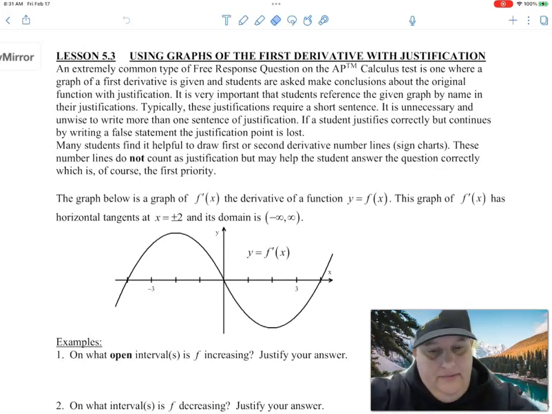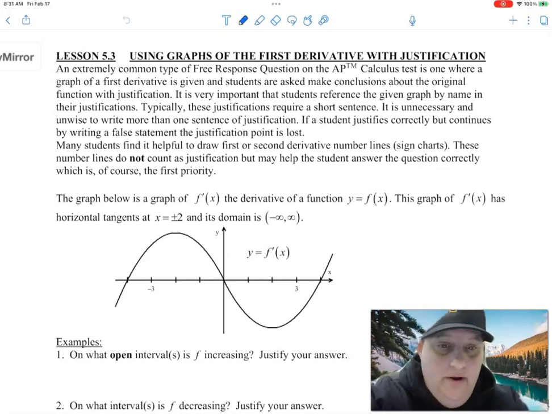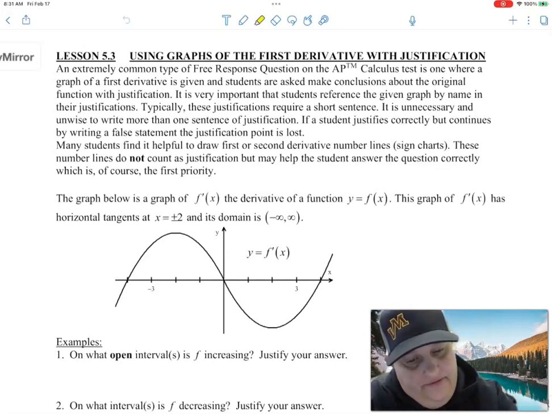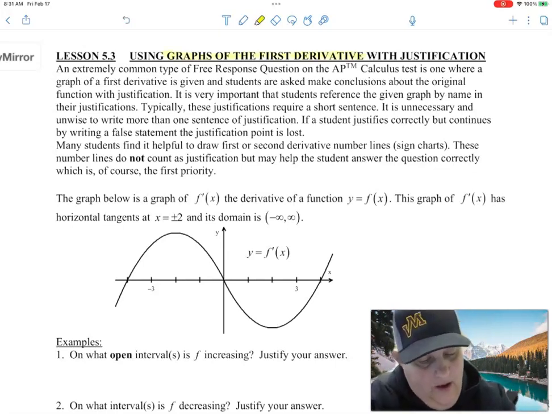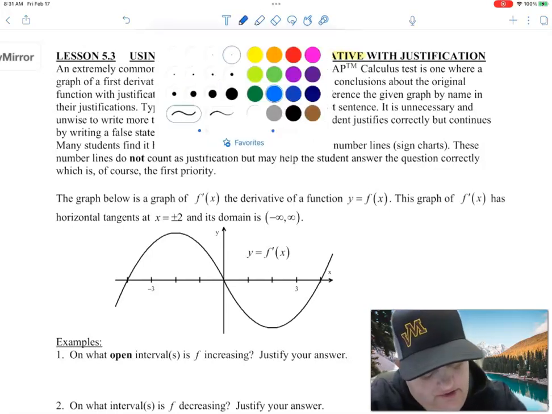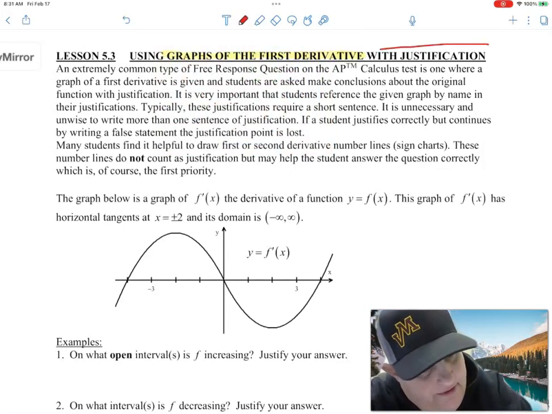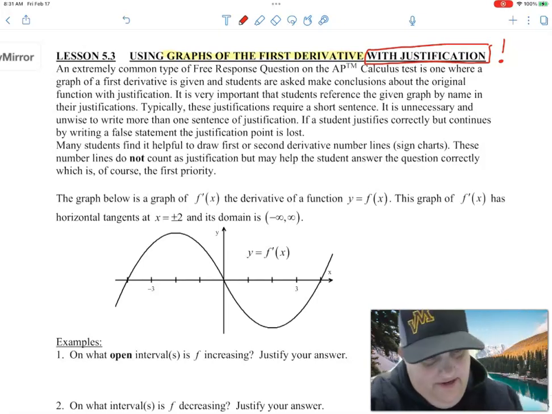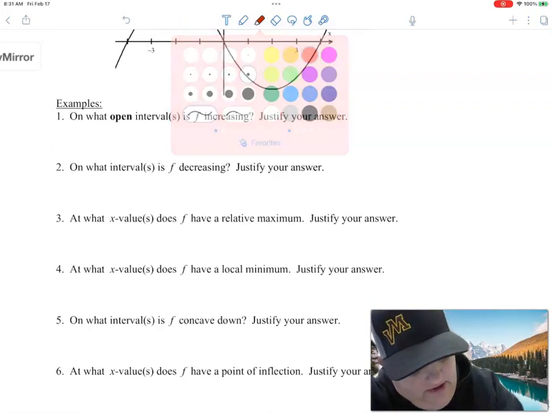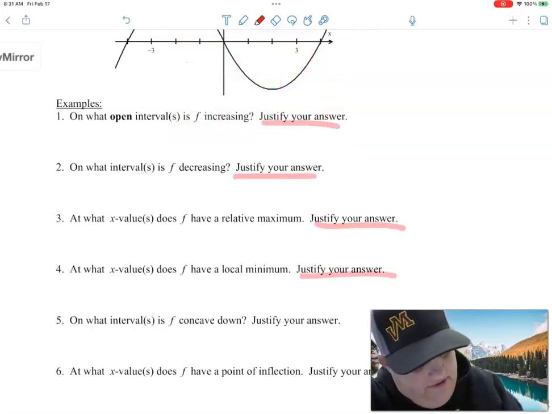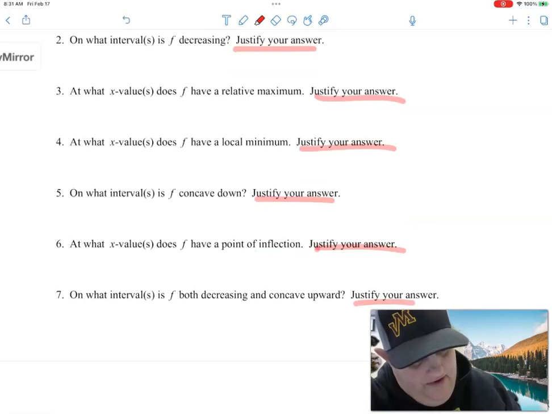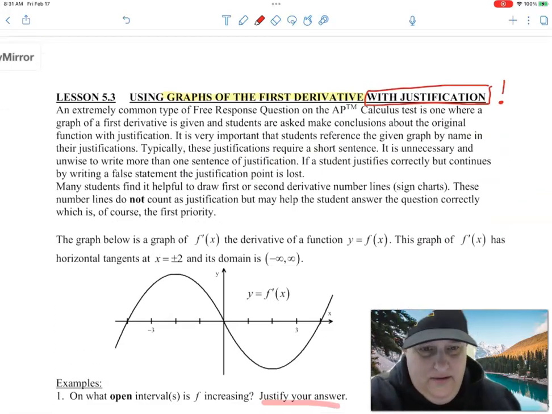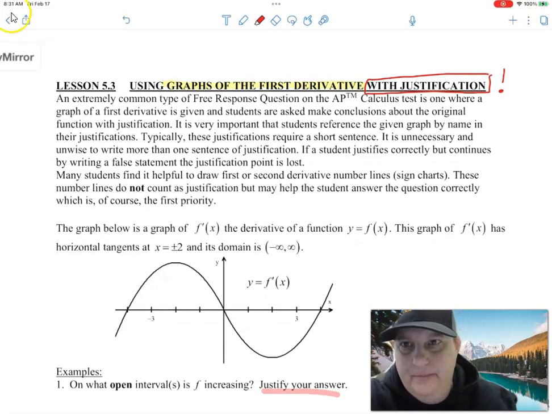Okay, so we're going to talk about how to answer questions when we are given a graph of the first derivative. Oh gosh, this is the tricky part, guys, with justification. We've talked about this a little bit in class: the most hated words in AP Calculus are "justify your answer," "justify your answer," "justify your answer," okay? And the biggest reason is, you guys can kind of read through this here.